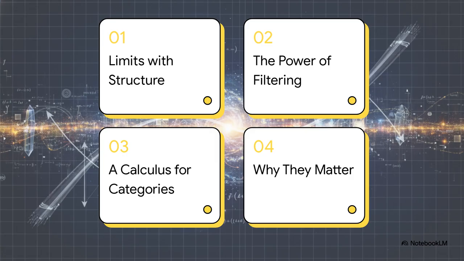First, we'll take a look at the standard tools and see where they come up a bit short. Then, we're going to introduce two powerful upgrades. First, the idea of filtering, which helps us manage systems that have a clear direction, and then something called an end, which is wild. It's like a form of calculus for these abstract structures. And finally, we'll pull it all together and see why these ideas are such a game changer.